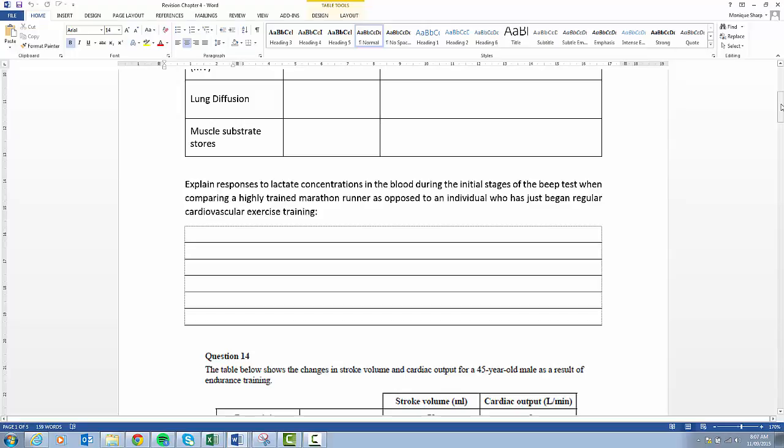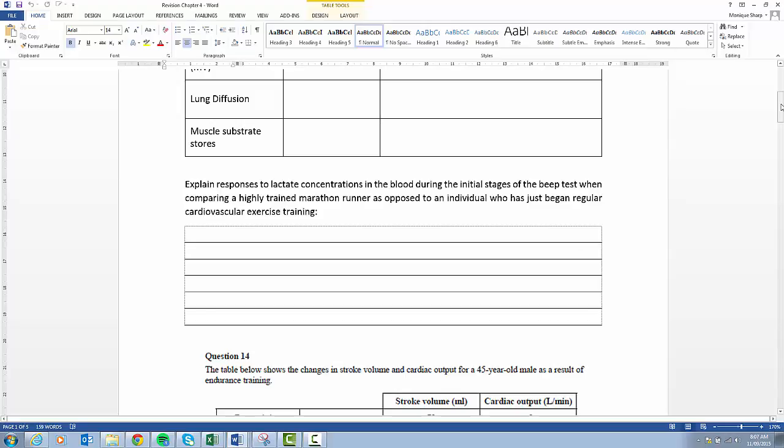How do you know it's not asking for chronic adaptation? Because it says explain responses during the initial stage of the beep test. So that's an acute response because you're starting to exercise. It's asking about the difference between the two of them, but the question is saying during the initial stages of the beep test, which says that they just started exercising, so therefore you need to put in an acute response.